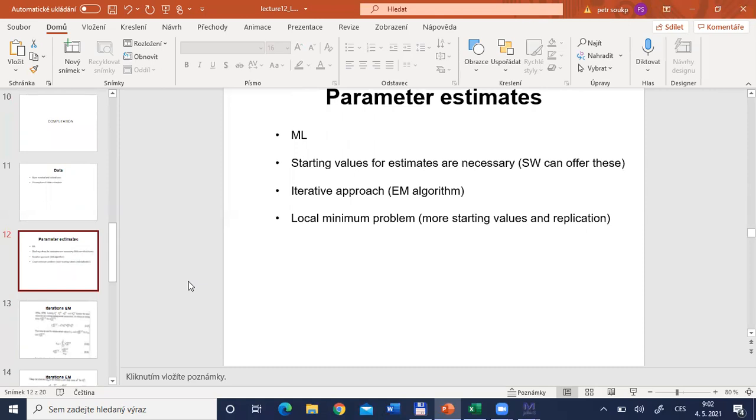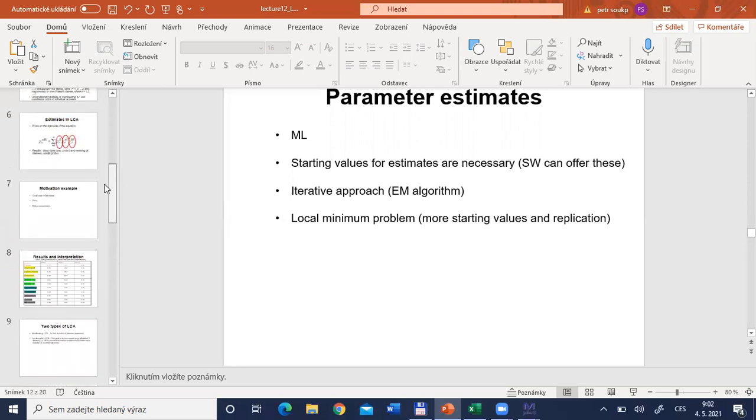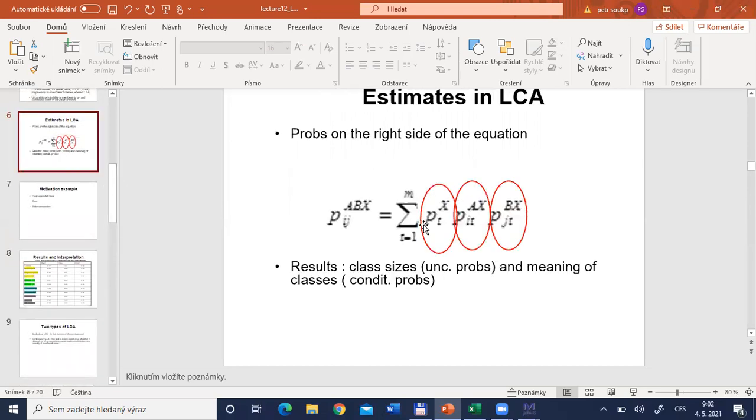And if you would like to compute LCA, it is quite complicated, as you need as the first input an estimation of parameters. It means that before you start to compute anything, you need to assign some probabilities of latent class sizes and also some probabilities of response patterns, so these conditional probabilities.